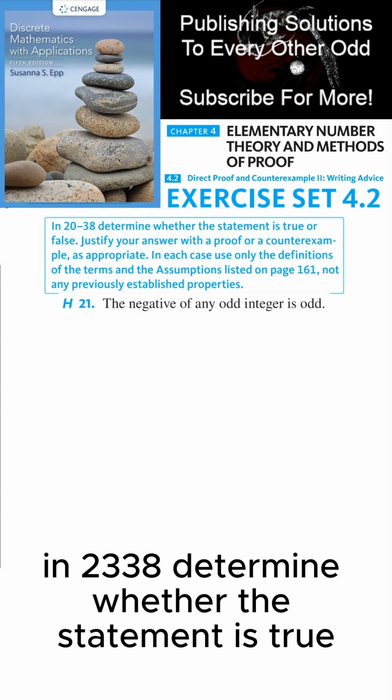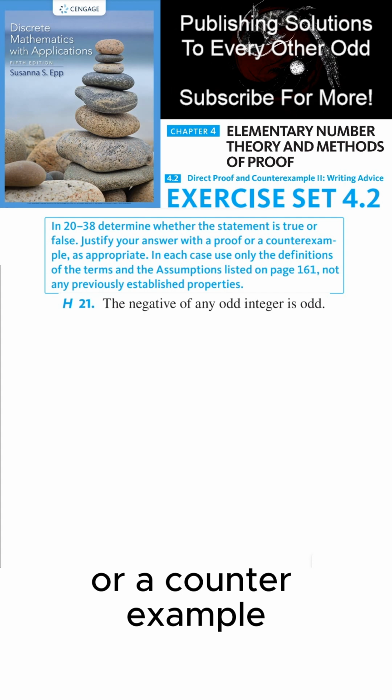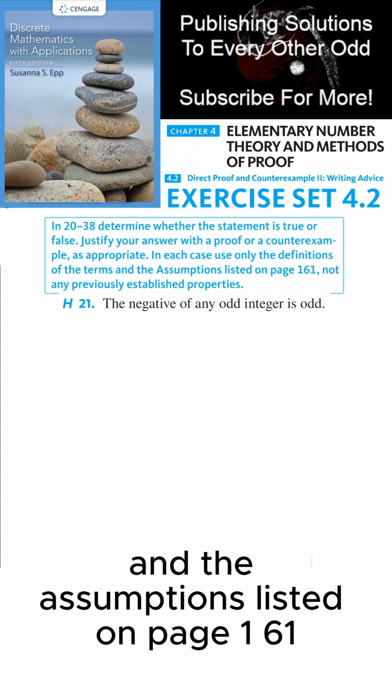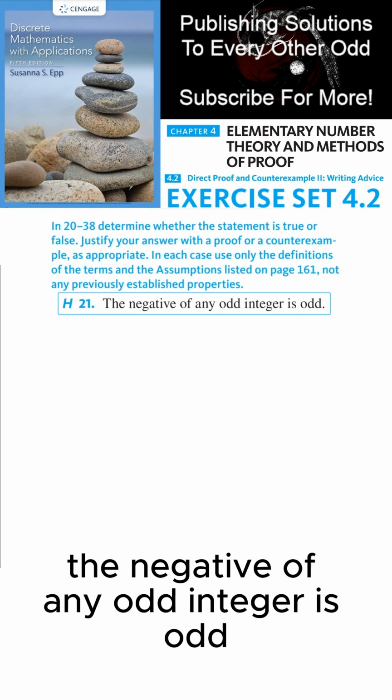In 20 through 38, determine whether the statement is true or false. Justify your answer with a proof or a counterexample as appropriate. In each case, use only the definitions of the terms and the assumptions listed on page 161, not any previously established properties. The negative of any odd integer is odd.